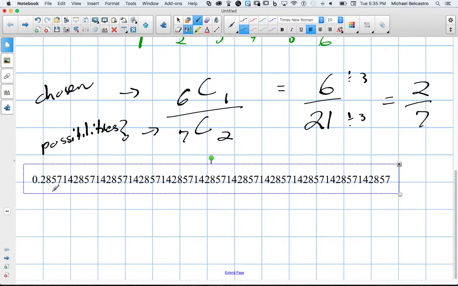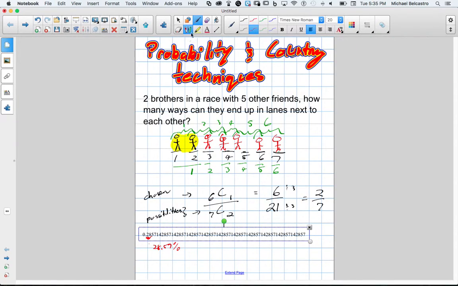So about 28.5% if they want it as a decimal, right? We move it over to 28.57% that the brothers are going to end up in lanes that are beside each other.